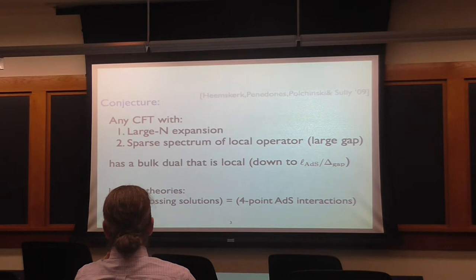That's a better way. You don't distinguish between matrix-like or vector-like large N. No, just being a large number of degrees of freedom.